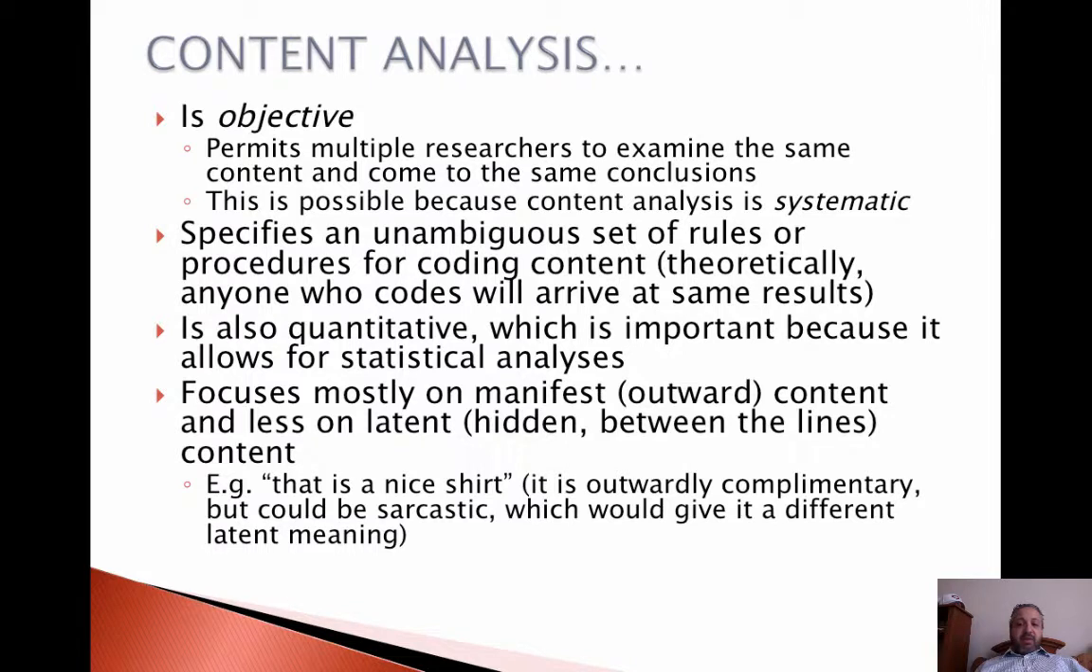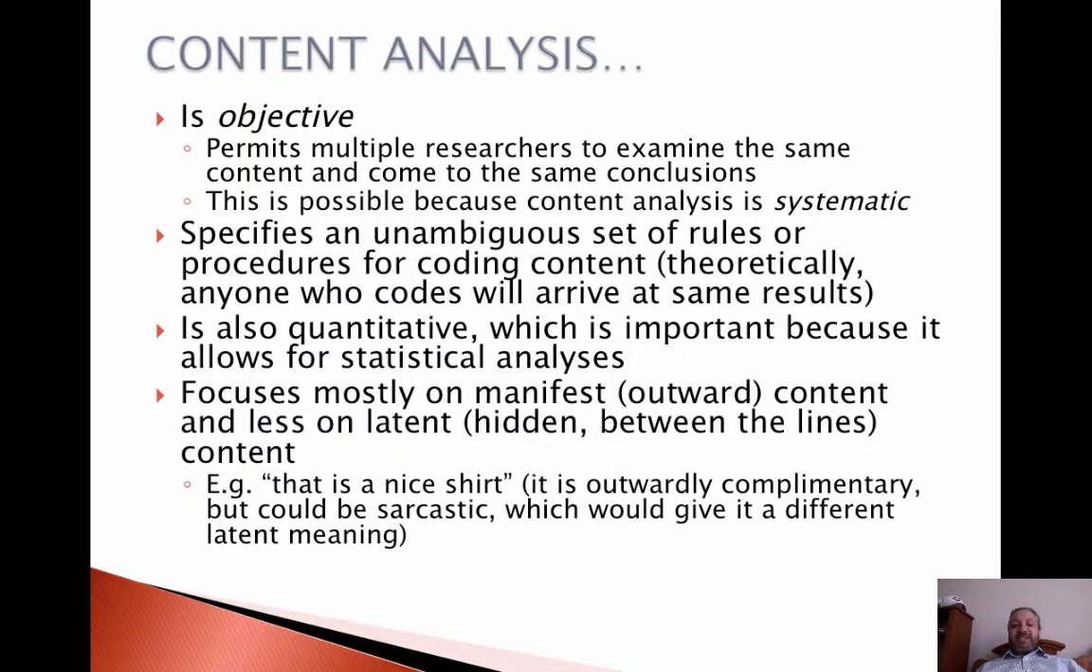And at the end, they're going to come up with a bunch of numbers. So it's systematic, right? It's quantitative. It's precise. It allows for statistical analysis, which is very nice. Content analysis mostly focuses on manifest content, that means outward content. But it can focus on the latent content, the hidden, between the lines content as well, if it's carefully designed. The coding sheet examples on the Canvas site are mostly manifest type questions, but some more latent questions that try to get at the latent meanings.